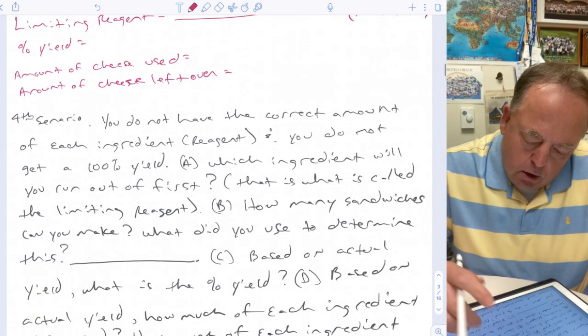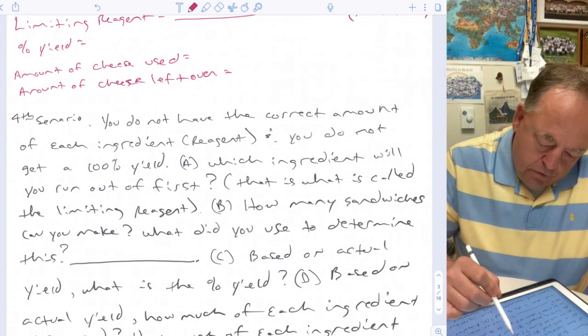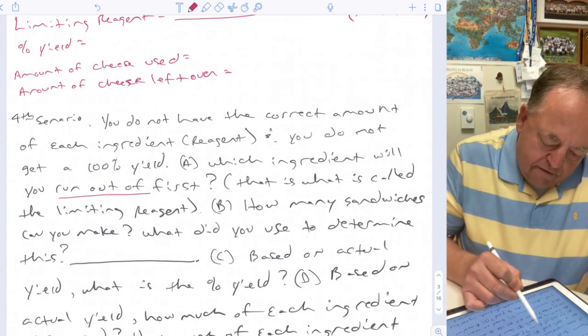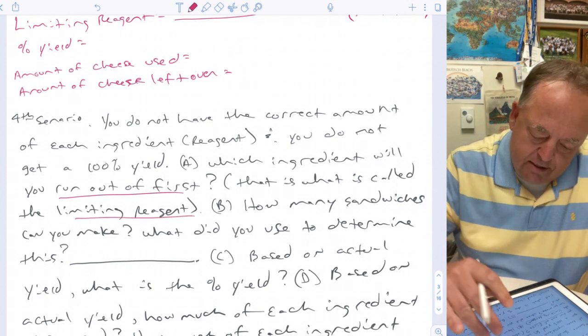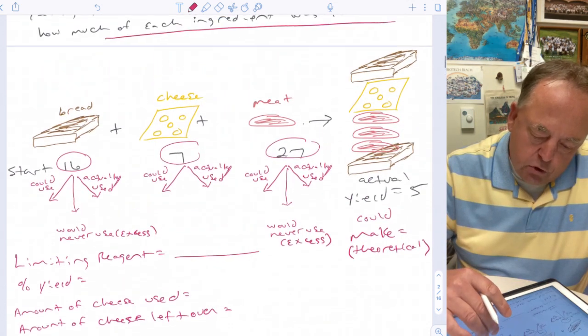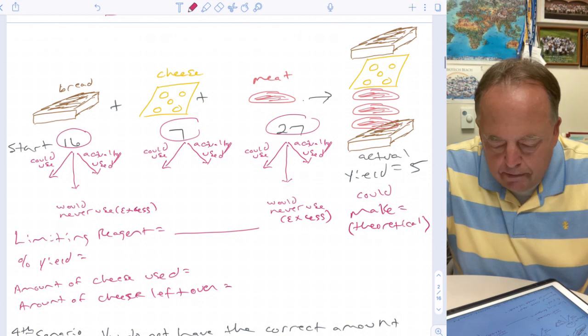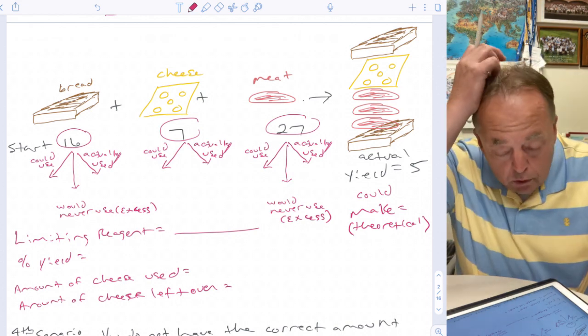So that would be what's called the limiting reagents. So which ingredient will you run out of first? That's what's called the limiting reagent. So which one are you going to run out of first? You start making sandwiches. Which one would you run out of first?